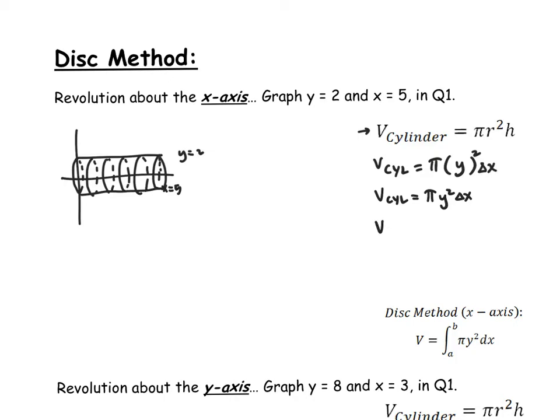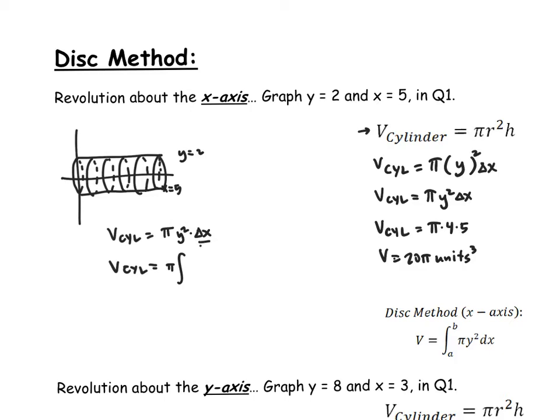Okay, in this case, y clearly is 2. So this would be pi times 4, because that's 2 squared, times delta x, which would be 5. So our volume of this cylinder should be 20 pi units cubed. Now let's break this down just a little bit further. So the volume of a cylinder, we said, was pi times y squared times delta x. Okay, so using calculus, how we would do that, using the disk method, is we take pi times the integral. We deal with the delta x by using the integral from 0 to 5 with respect to x. And then, of course, we take y and we square it.